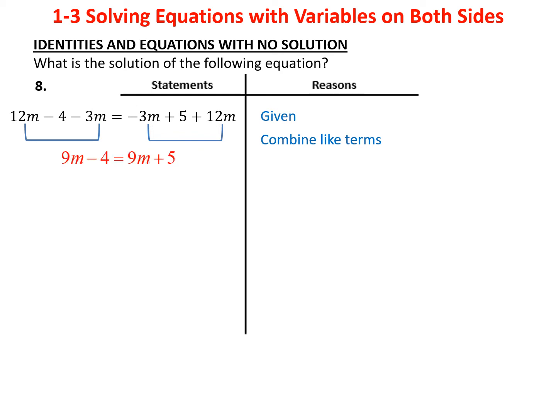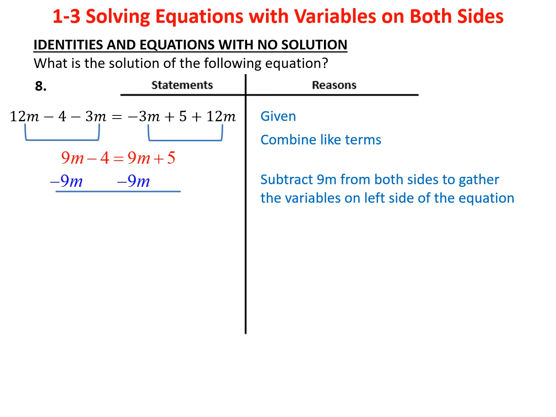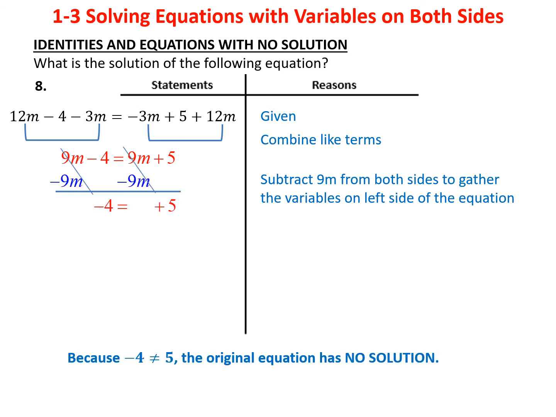So in each case, they both turn out to be 9m minus 4, and then 9m plus 5. Notice what's going to happen when we try to get the variables on one side. If I subtract 9m from both sides, I end up with a false statement. Negative 4 does not equal positive 5. So in other words, there is no variable that's going to give me the solution that I need. So this is no solution.